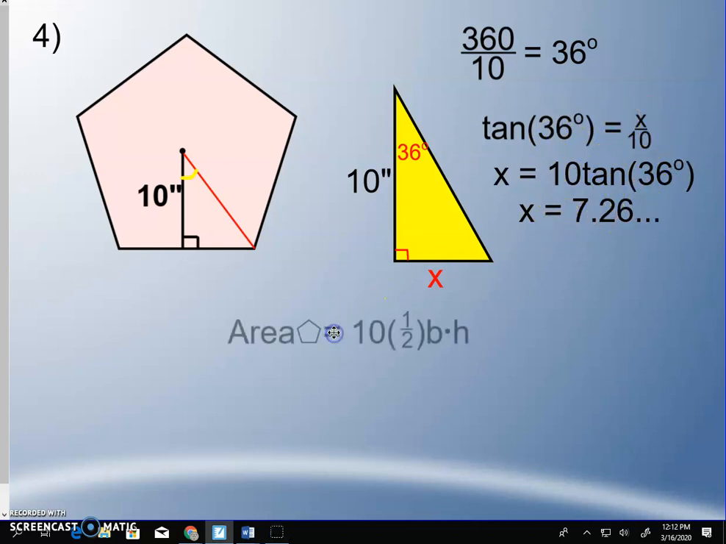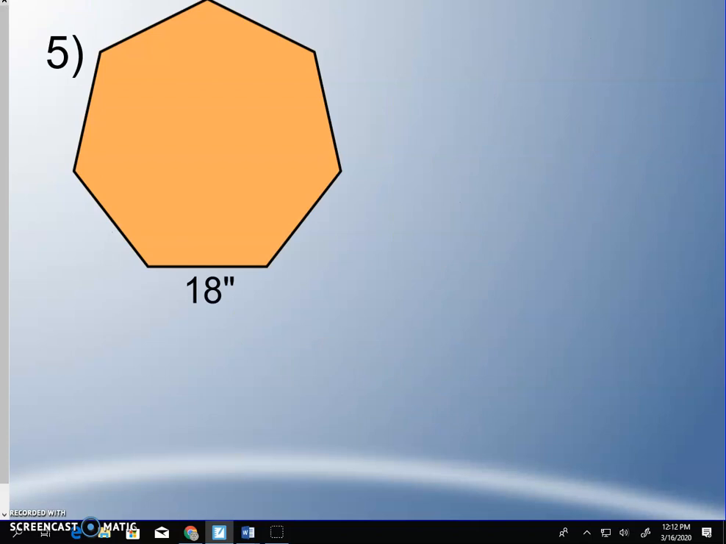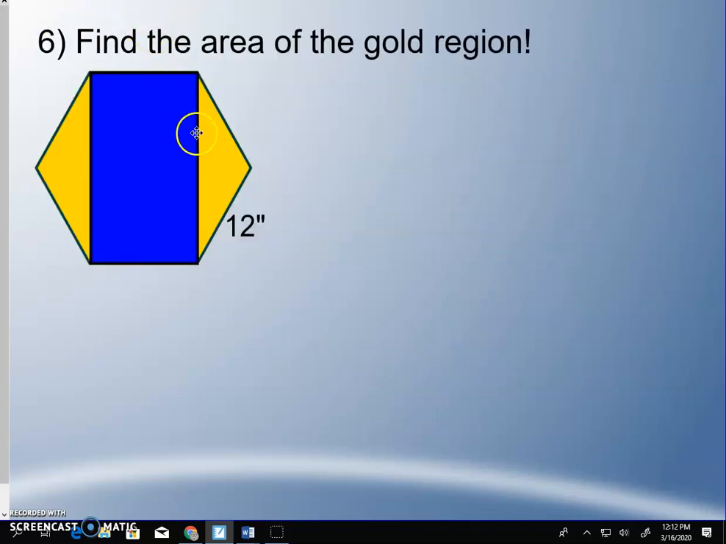Now, let's go down. First thing I want is the general formula. I have 10 of these yellow triangles. I'm going to plug in my base, my height, and then I'm going to round to the nearest hundredth. Let's take a look at our final problem. Let's skip that one, where we want to find the area of this gold region.